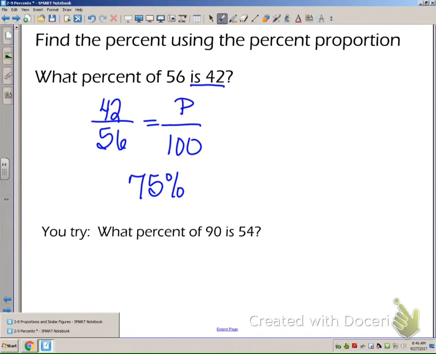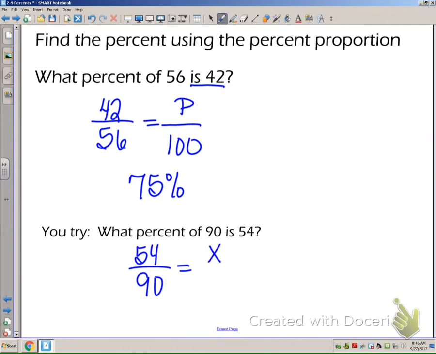What percent of 90 is 54? You can think of it as is over of, or 54 is what part of the whole amount of 90? Equals x over 100 or p over 100, doesn't matter what variable you use. We can cross multiply and divide, and you will get 60%.